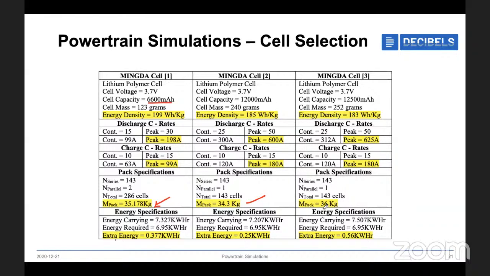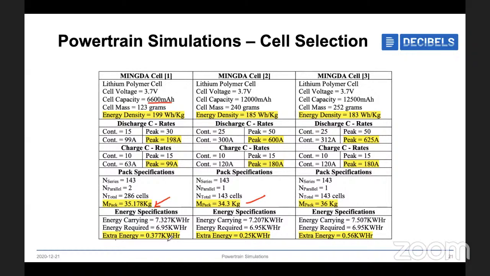But what is the energy required for the whole event, in the sense of the endurance, the braking events, skid pad events, whatever you are having? You have to consider all those events, sum up all the energies, and say, okay, this is the total energy required. Here, the energy I am carrying with the battery pack is 7.327, and the energy required is 6.95 kilowatt hour, which means an extra energy of 0.377 kilowatt hour. So with this extra energy, we might be carrying extra mass, because we are connecting more number of cells, right?